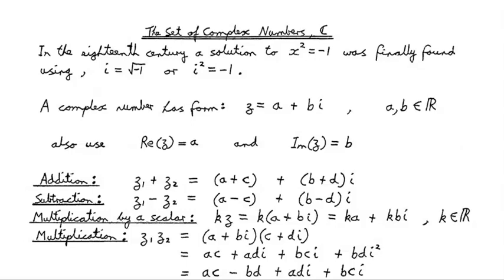In this video, we're going to begin to look at the idea of complex numbers. You're all used to real numbers. There's the set of complex numbers as well. Now, in the 18th century, a solution was found to the equation x squared equals minus 1. The solution was this imaginary number i, the square root of minus 1, or i squared is -1.